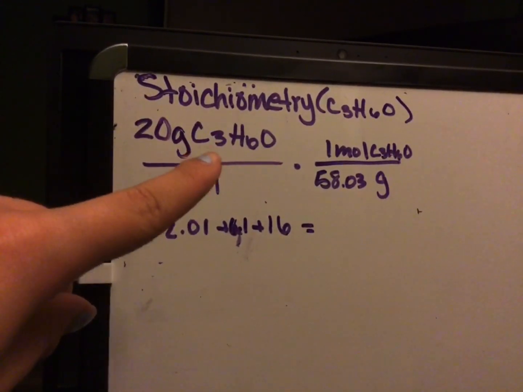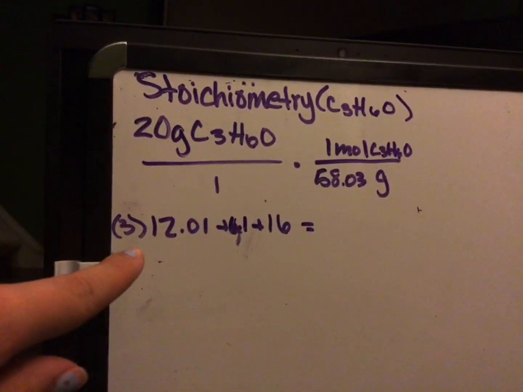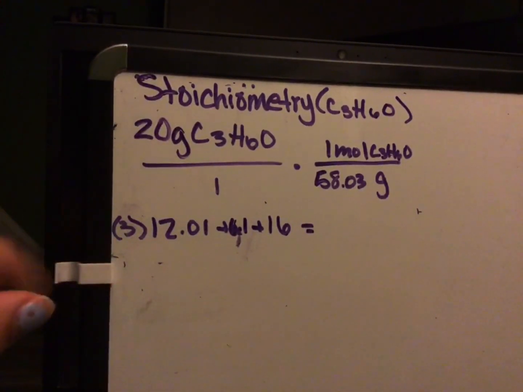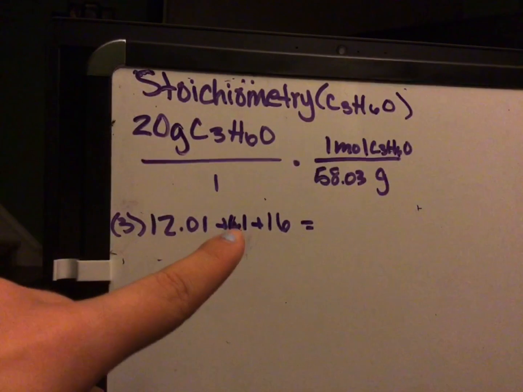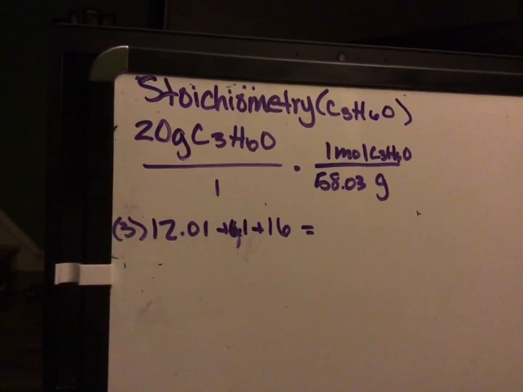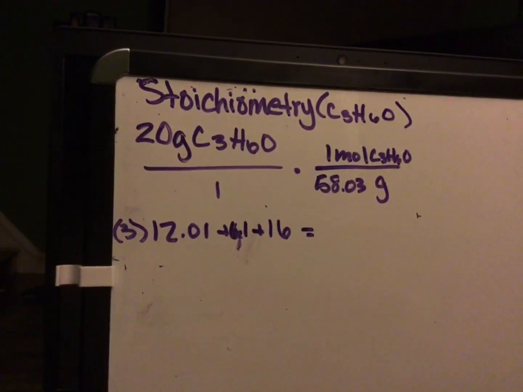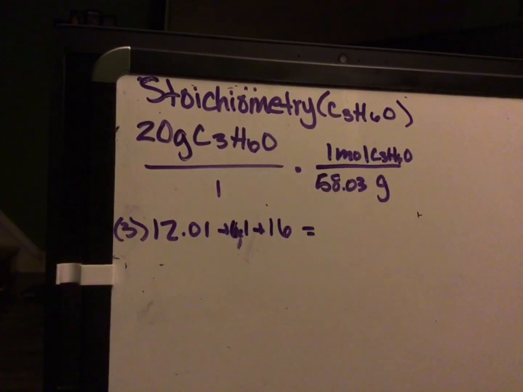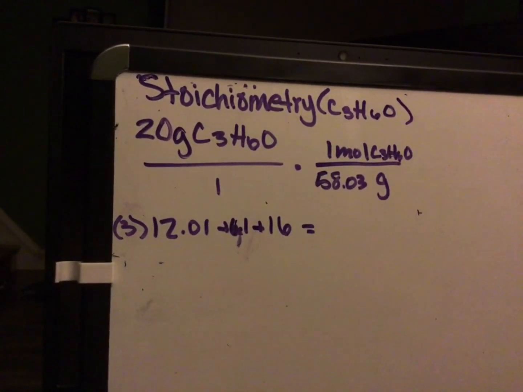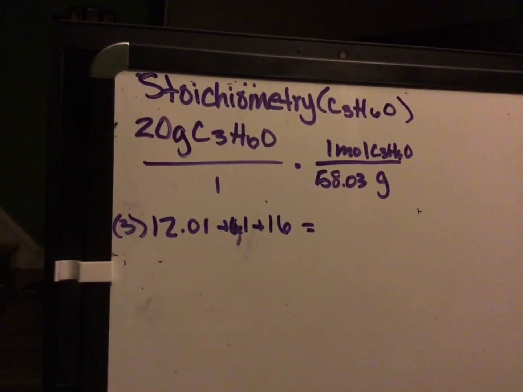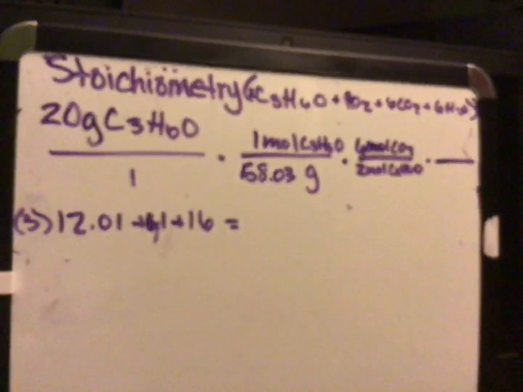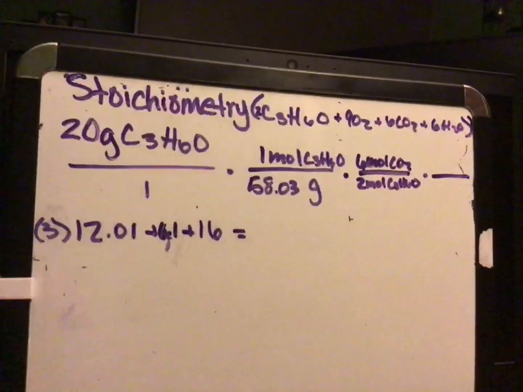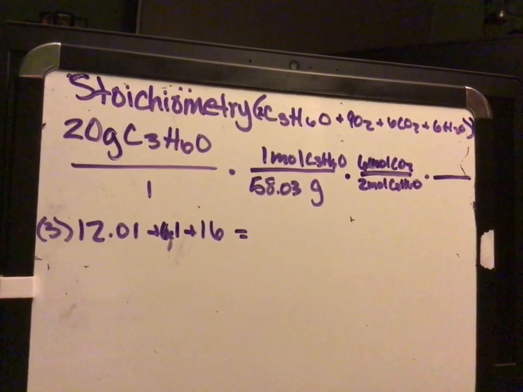So we had 3 carbons, so 3 times 12.01, which is the atomic mass of carbon, plus 6 hydrogens, hydrogen is 1, so we just multiplied that by 6, plus 16, which is the atomic mass for oxygen, and that's how we got 58.03 grams. So next we have to choose one of our products of stoichiometry, and I chose carbon dioxide.